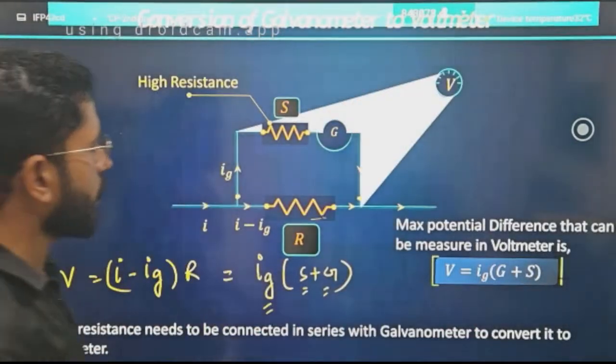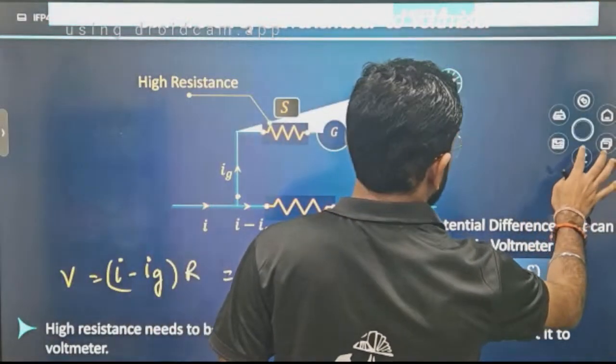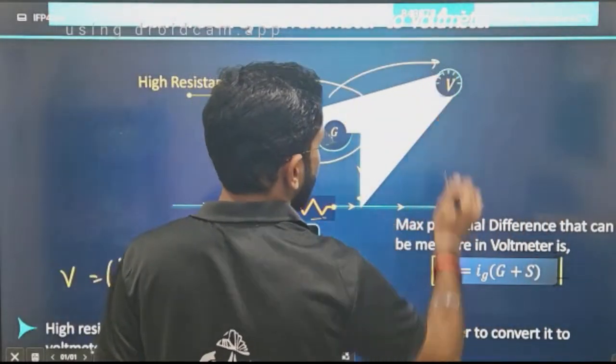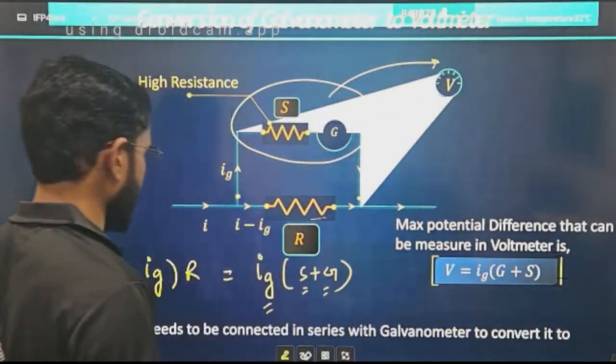Okay, if I tell you about the diagram, this complete thing is called a voltmeter. This complete thing is called a voltmeter.